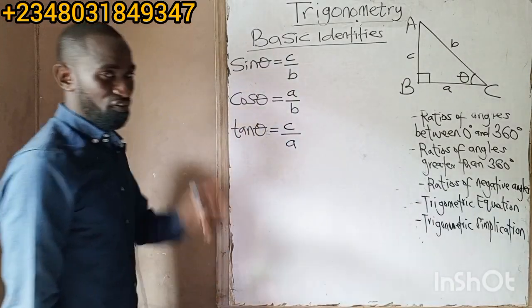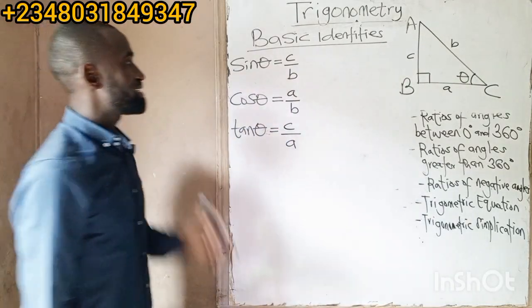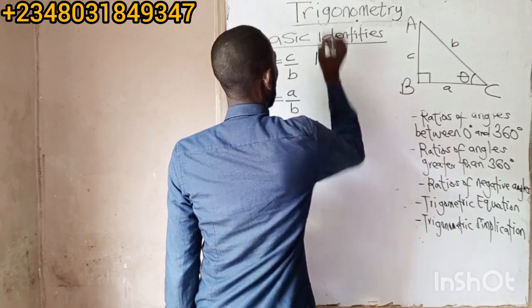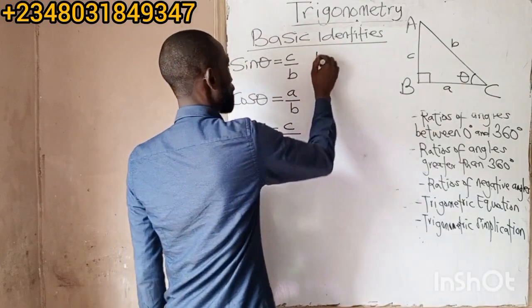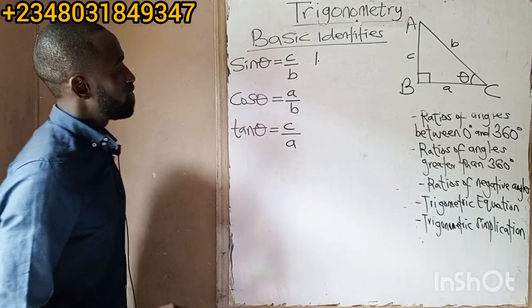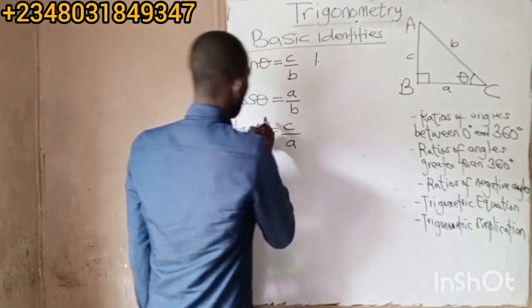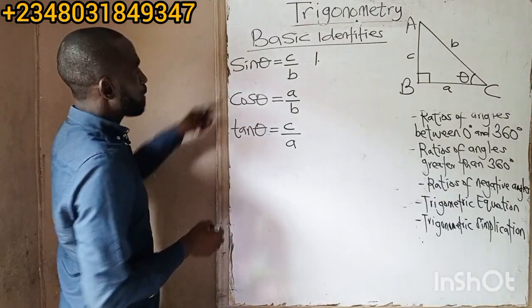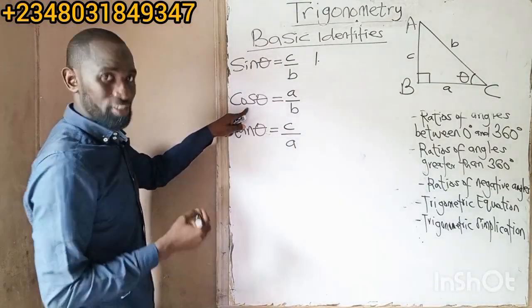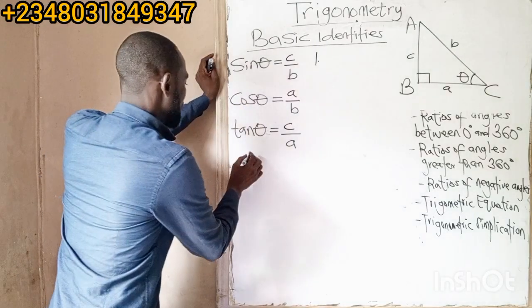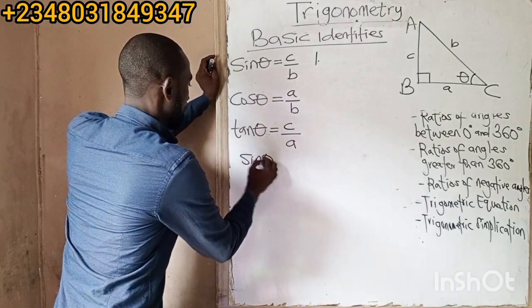Now, the first basic identity is this. We have 4 of them. I will list all the 4, but I will tell you how they got all the 4. Here, class, what is sine theta all over cos theta? What will it give us?